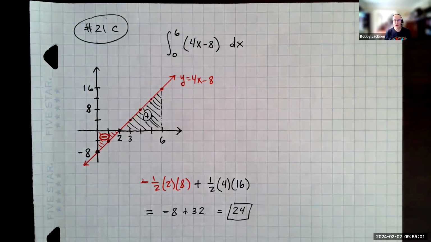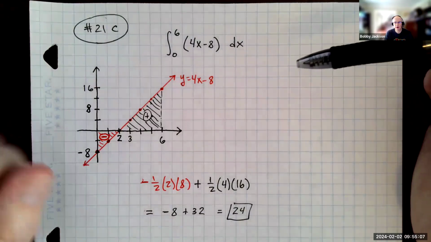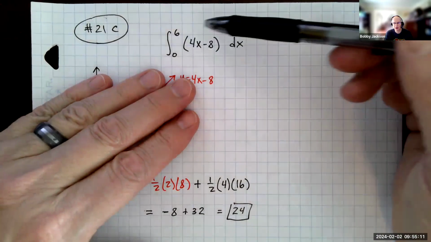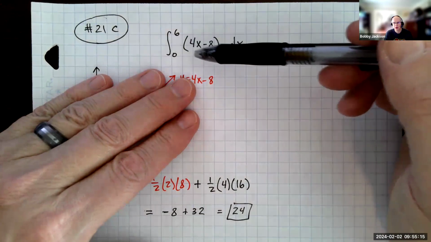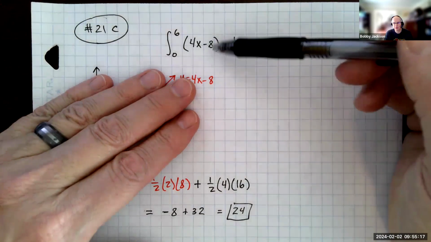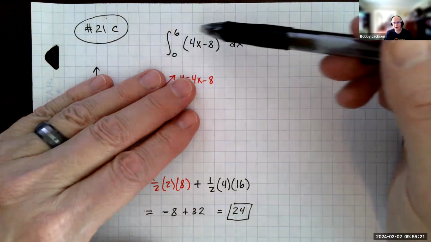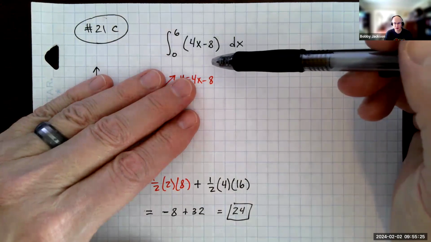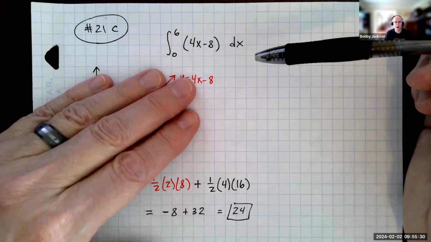Hey, let's take a look at number 21, part C. Now you have to read the directions for this problem very carefully because we're asked to evaluate this definite integral, but the way you're to do it in this problem is to graph the function you're integrating, 4x minus 8, and then determine the value of this definite integral or interpret it in terms of signed area. So you're not using the fundamental theorem of calculus part 1.